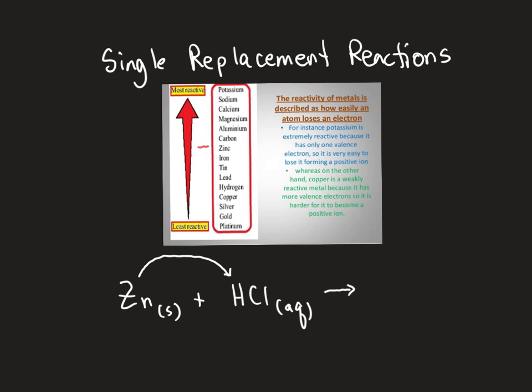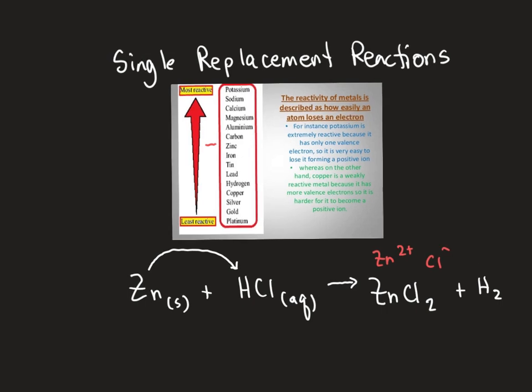So let's go ahead and look at zinc being more reactive than hydrogen and what happens to the reaction once it takes place. Zinc is going to switch places with hydrogen. We know that zinc's charge is 2+, and chlorine's charge is 1-. So we end up with zinc chloride, which is ZnCl2, and hydrogen gas, H2.